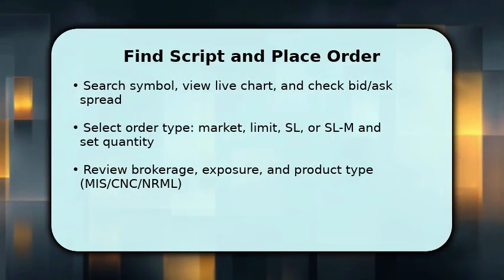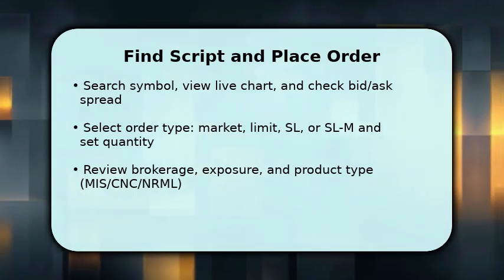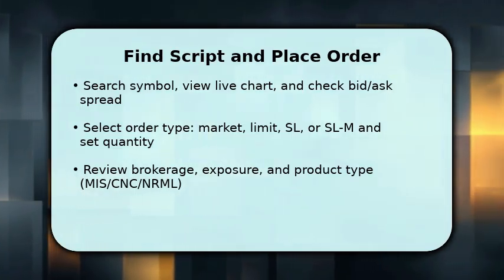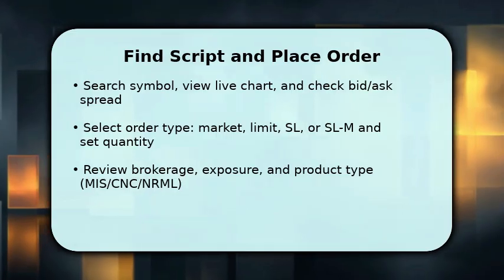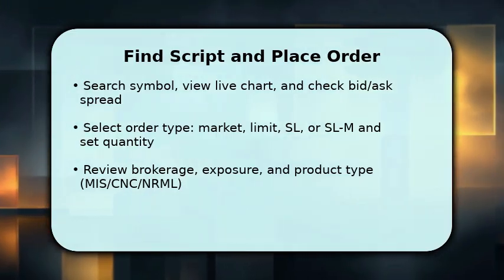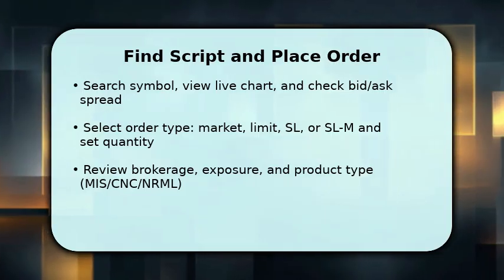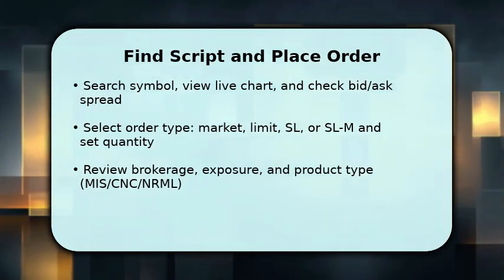Then choose an order type: market for immediate fills, limit to control price, or stop-loss variance to manage risk. Enter quantity and product type: MIS for intraday, CNC to hold shares, NRML for delivery, because product affects margins.